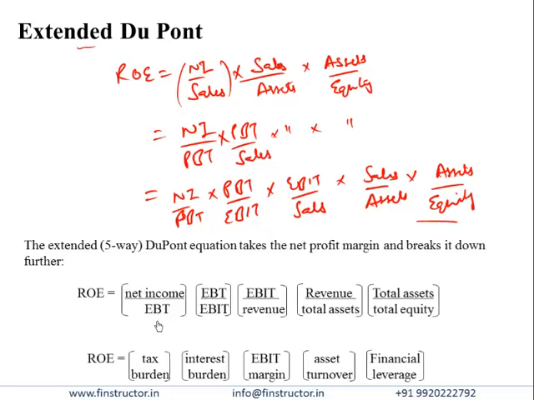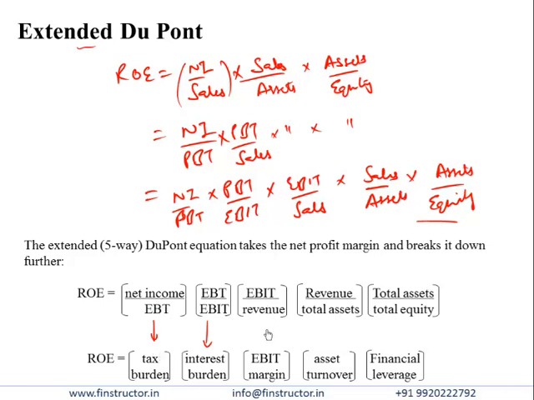The first term in this analysis, that is net income upon EBT or profit before tax, is called the tax burden. The profit before tax upon the EBIT is called the interest burden. This is because this ratio tells us how much lower is the profit before tax from the operating income, or the profit before interest and tax. Similarly, the first ratio tells us how much lower is the net income from the earnings before tax, and the only metric between the two is the tax burden.